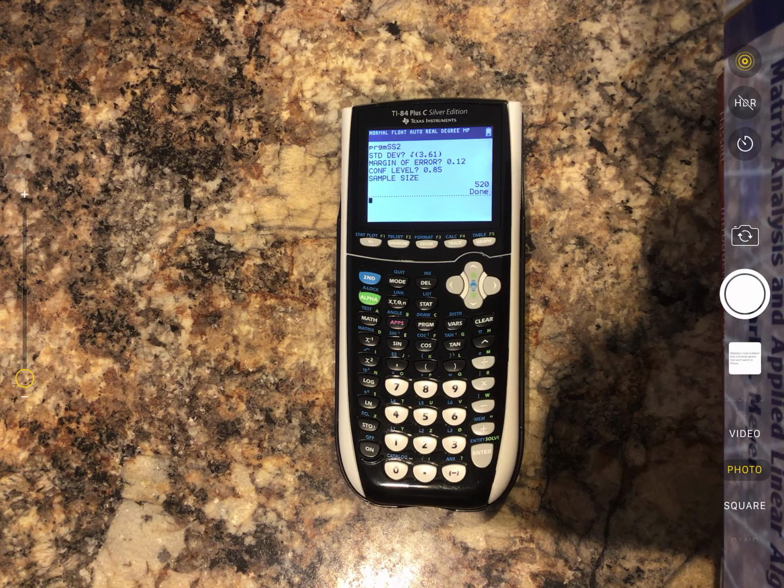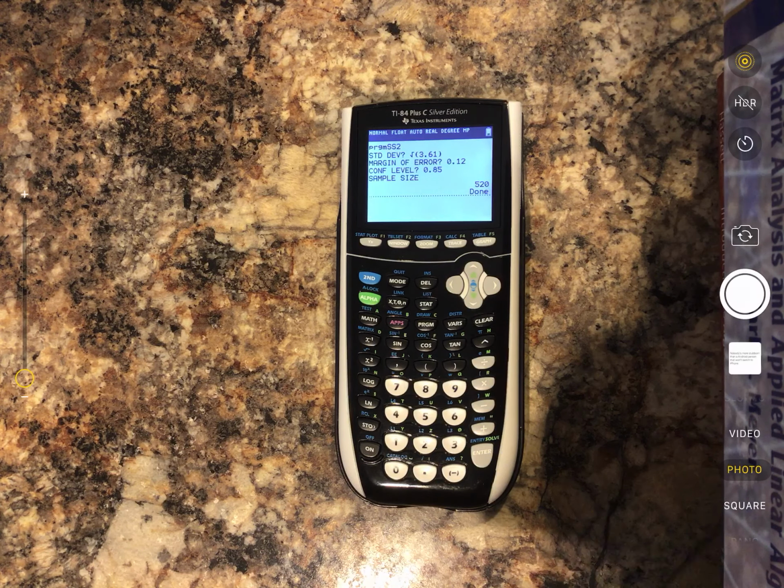Okay, so this whole program basically eliminates the need for any weird formula for the margin of error in order to calculate that sample size. So remember, the margin of error was that second term that is added on or subtracted from that sample mean, and that is what gives you your confidence interval.